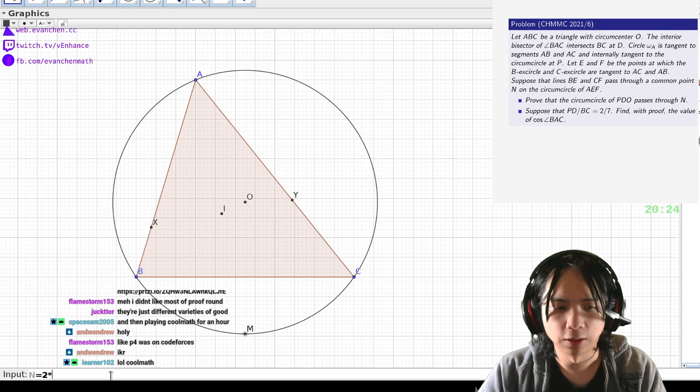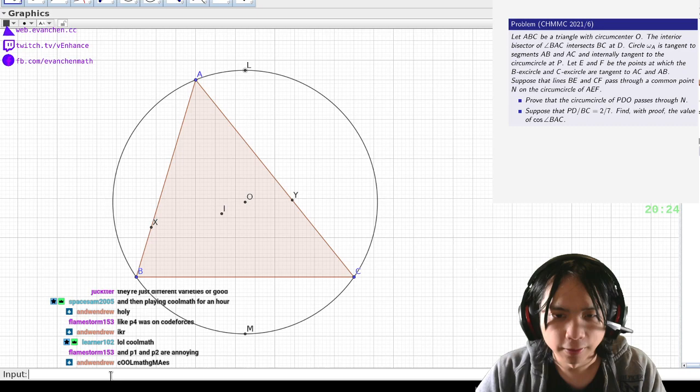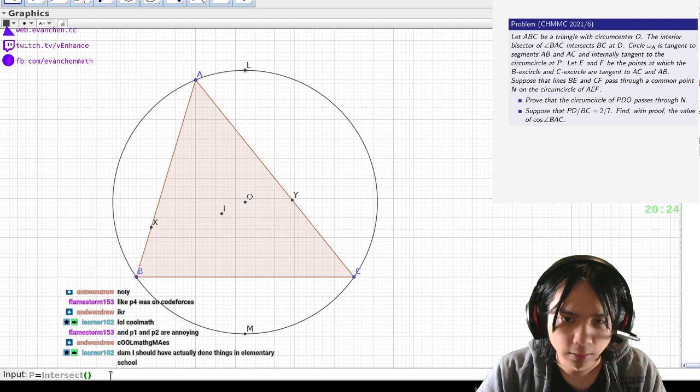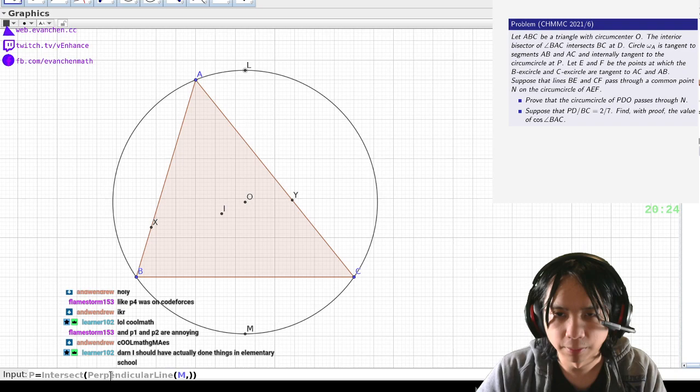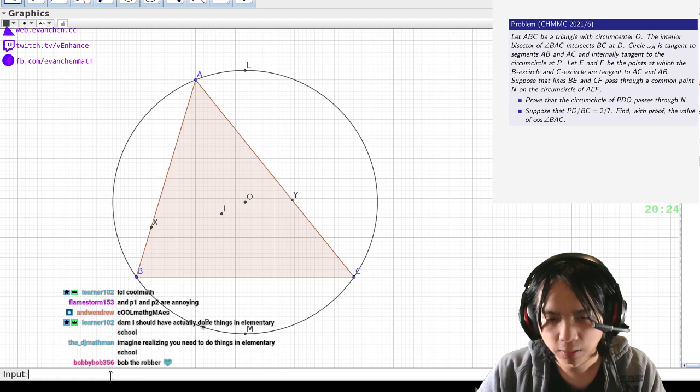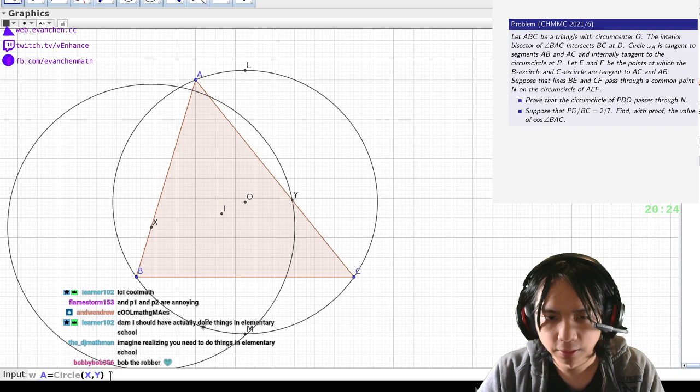And N, well, we'll call L, their reflection here. And the mixtilinear touch point, for some reason they called it P. Literally should call it T, but whatever. So then P is the mixtilinear touch point. Intersect the perpendicular line from M to line LI with line LI. Okay, and then omega A is circle XYP. So that's the mixtilinear incircle.